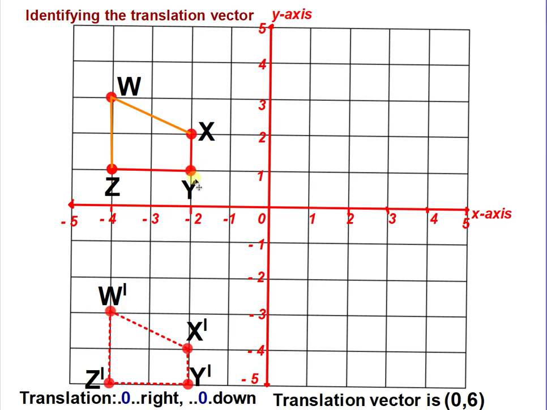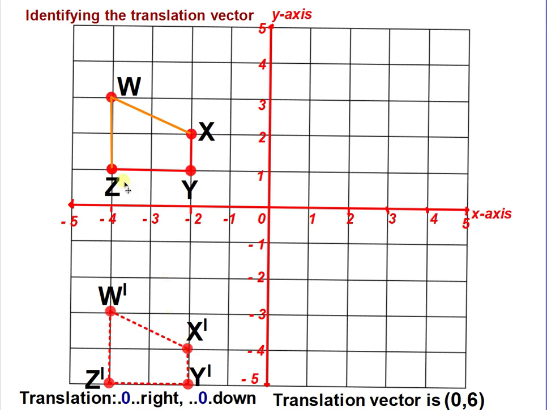Oh, nice. What about Y? To get to Y prime, how many times do we move downwards? We move 1, 2, 3, 4, 5, 6 to get to Y prime. We also have X here. To get to X prime, how many times do we move? So at point X, we move 1, 2, 3, 4, 5, 6 to get to X prime.